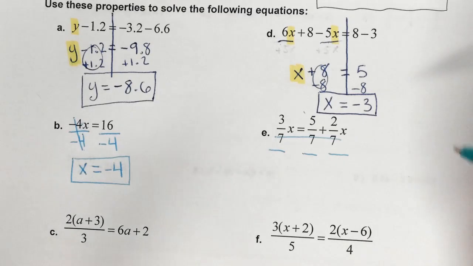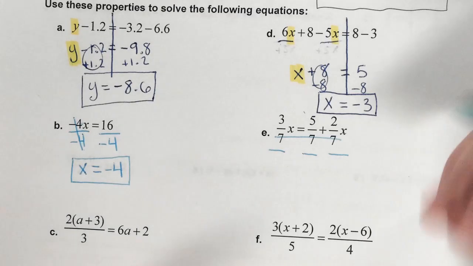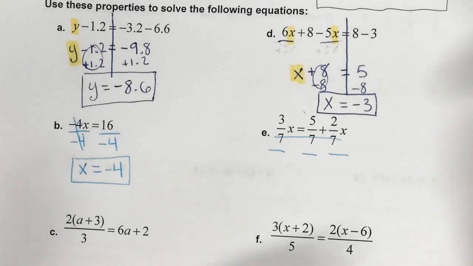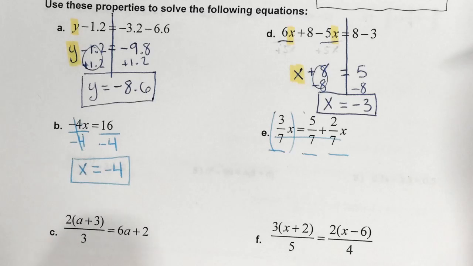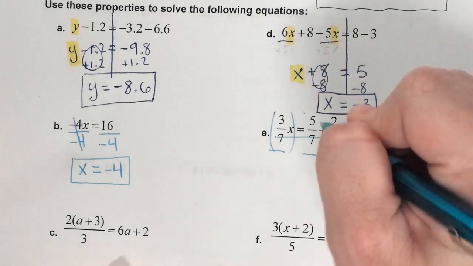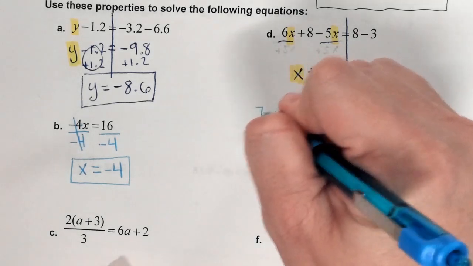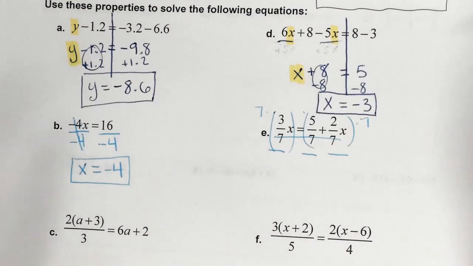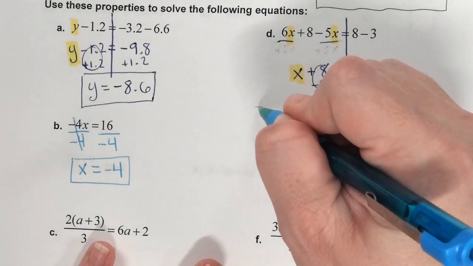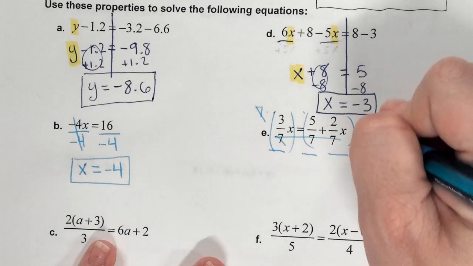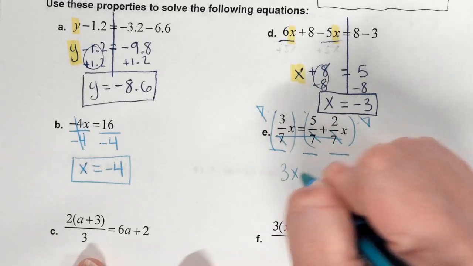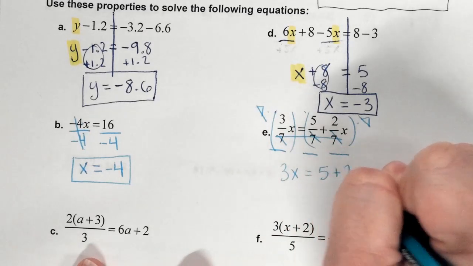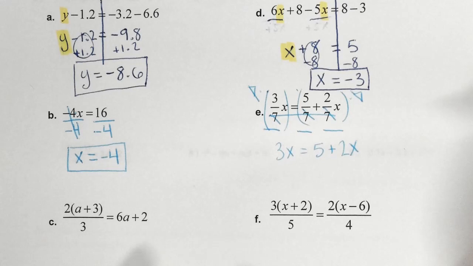And I'm going to prove to you why mathematically. You don't have to show me why every time you do it, but I want you to understand why. Because how do we get rid of, remember, fractions are just division. How do you get rid of division? Multiply. So if I multiply both sides by 7, I did it to both sides to keep it equal, right? Well, multiplication cancels division. That's why you can do that. Does that make sense? So then I just get 3x equals 5 plus 2x. How do I solve that?